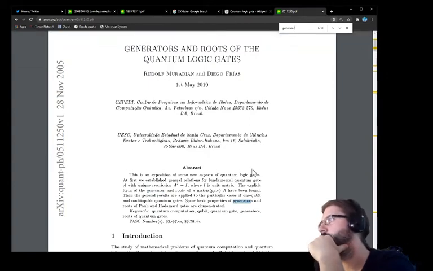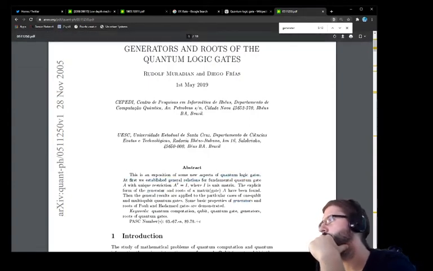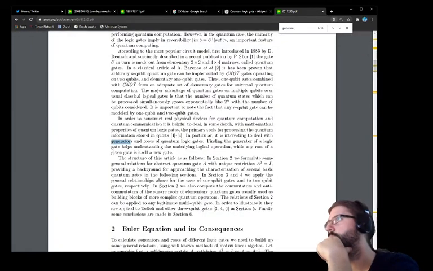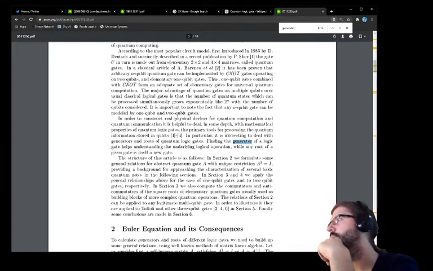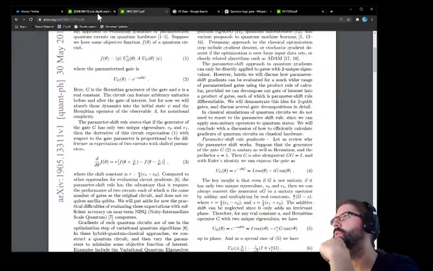So this is the position of the quantum logic gates to establish general relations for fundamental quantum gates. The explicit form of the generator and roots of matrix gates. Finding the generator of a logic gate helps understand the underlying logical operation, while any root of a given gate is itself a new gate. I guess what they just mean is the matrix, but I'm not so sure.